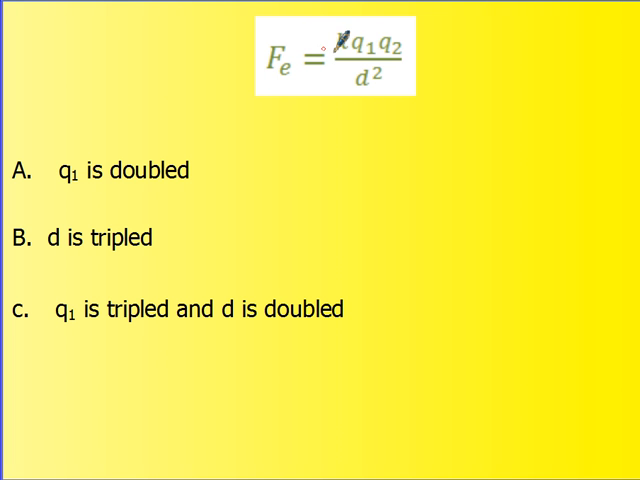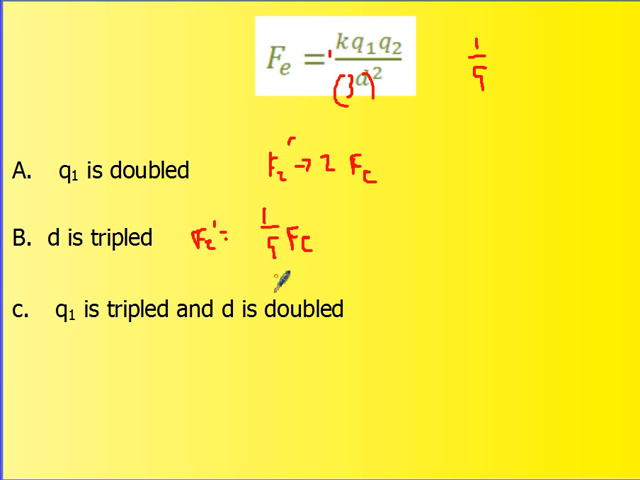Actually, I already did these. If Q1 is doubled, what happens? Just kind of write a little 2 right there, and I see that my force is twice my original force. If D is tripled, okay, what happens when I put this in the denominator? I get 1 over 3 squared, or 1 over 9, so my force becomes 1/9 my original force.